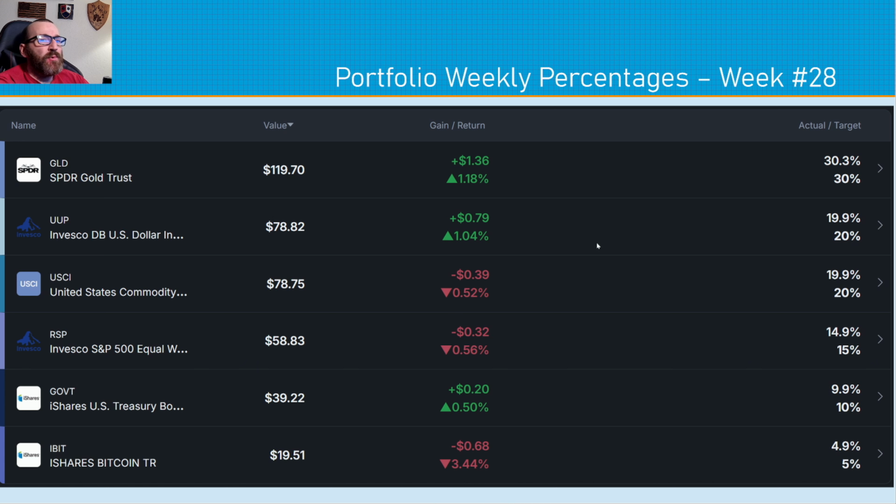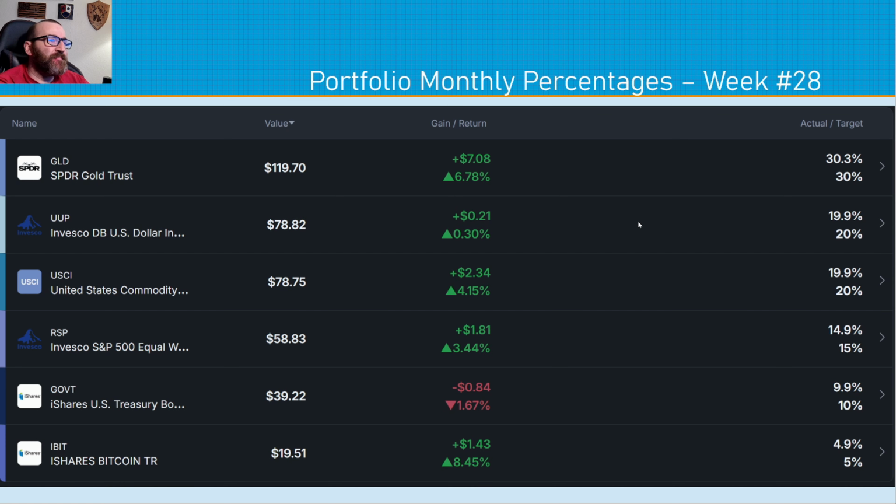So this is weekly data, from January 27th to February 1st is basically that time frame. Now we have our monthly data for week 28, which will be from January 1st to February 1st, essentially.